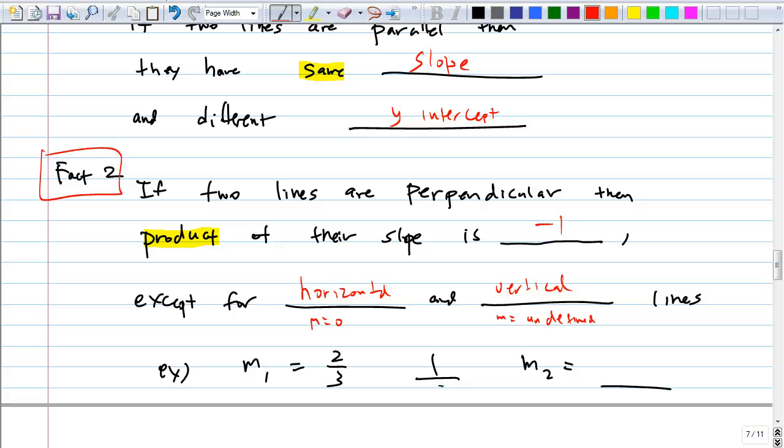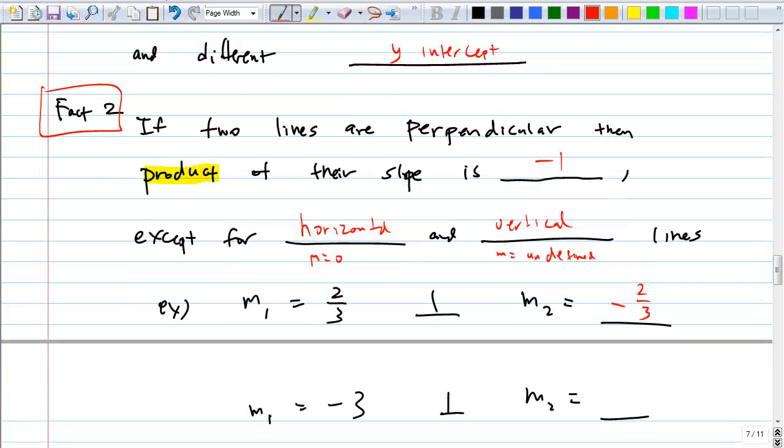If the slope of one is 2/3, what must be the slope of the other line if they are perpendicular? -2/3. Opposite reciprocal, right? What's the reciprocal of 2/3, guys? 3/2. When you multiply the number and the reciprocal, you get +1. We want it equal to -1, so it's the opposite reciprocal.